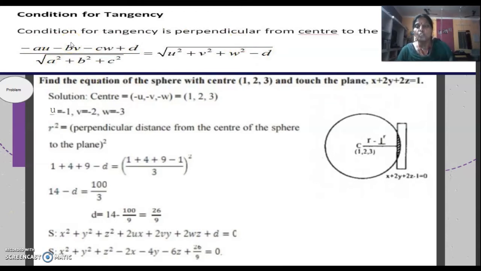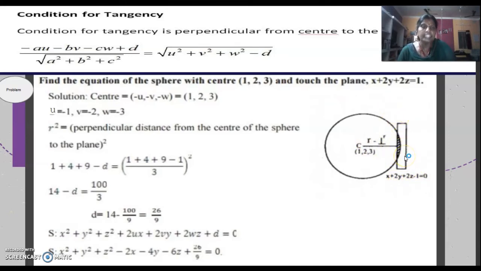Let us see this through one example. Look at the question. Find the equation of a sphere with the center (1, 2, 3) that touches the plane x + 2y + 2z = 1. See the diagram. This is a sphere and this is a plane. This plane touches the sphere. The center of the sphere is (1, 2, 3). The equation x + 2y + 2z - 1 represents the plane.